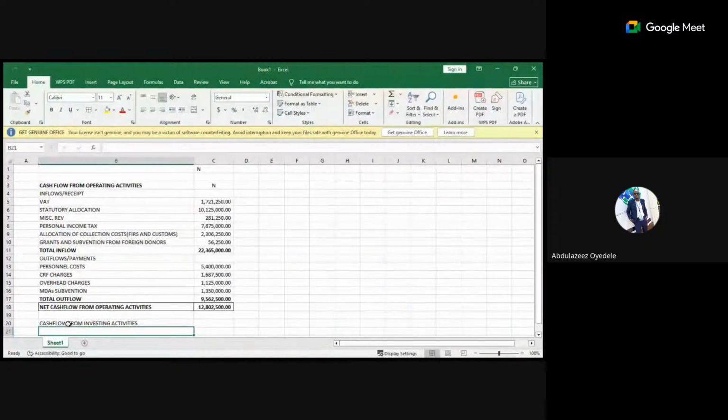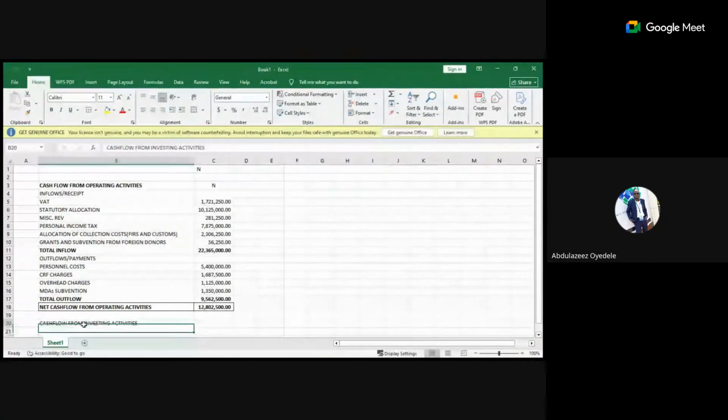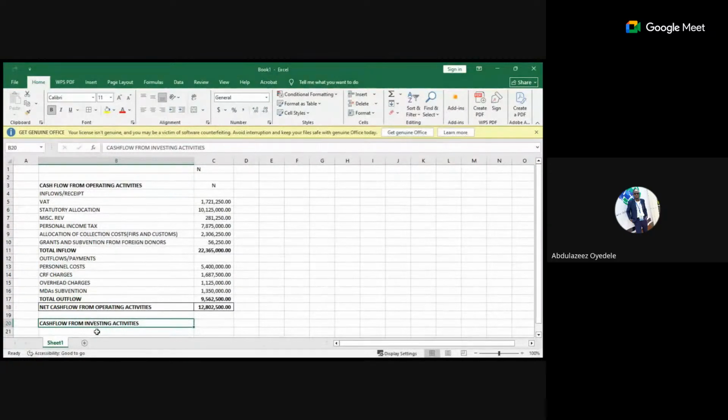Okay, so for this part, you don't need to separate whether inflow or outflow. You can just bring all of them together. The only thing is that the outflows will be identified by putting them in brackets. The inflows will be left normal so that by the time you are adding up, you have the correct addition.